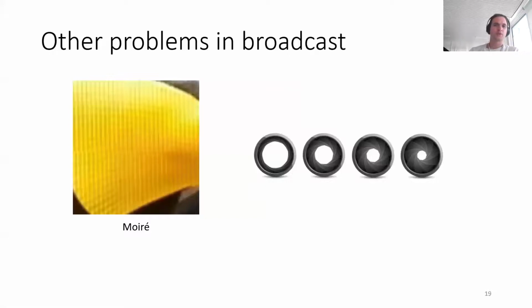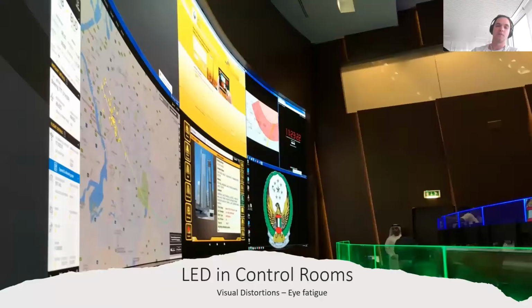Other problems in broadcast are moire, and actually the dimming also has a positive impact on moire. Why? Because we can use a larger aperture, and because of that, we have a little bit more flexibility in our setup, how close our presenter is to the display, because that's also impacting moire. There's a lot of different stuff impacting moire.